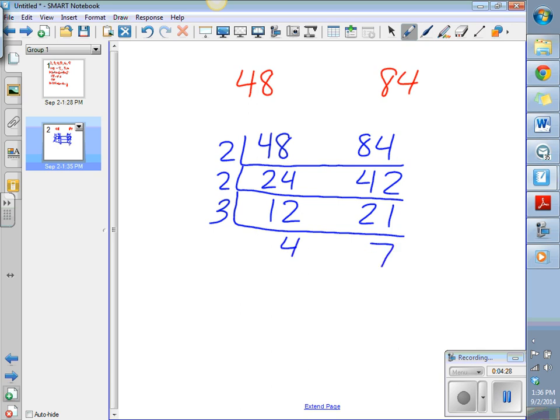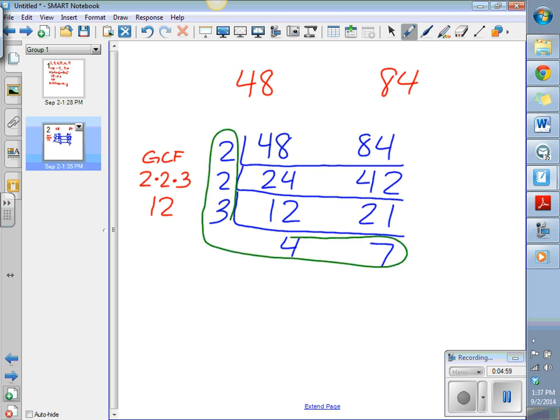So now, to find my greatest common factor, I am going to take these numbers, 2 times 2 times 3, to find my GCF. And I get 12. Okay? Now here's where the fun still can happen. To find my LCM, now you don't have to do this on this problem, but we're going to anyway because I've already done the work and it gets you to the LCM.